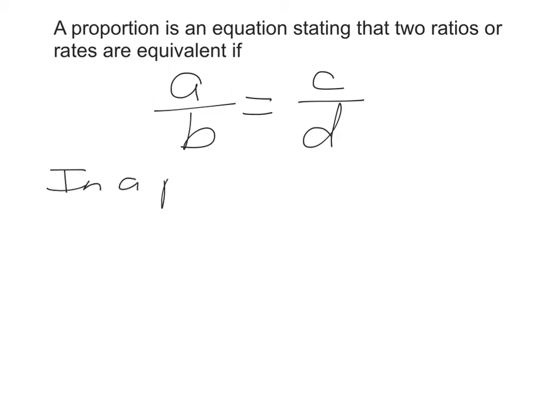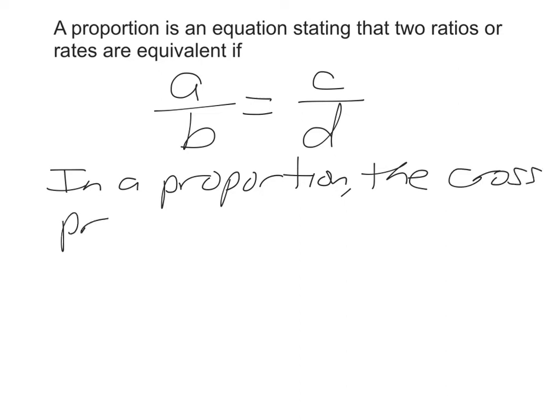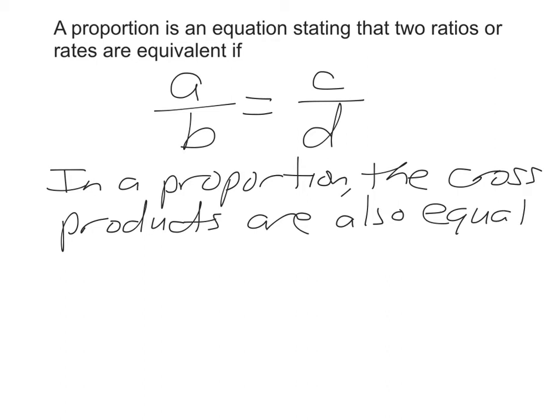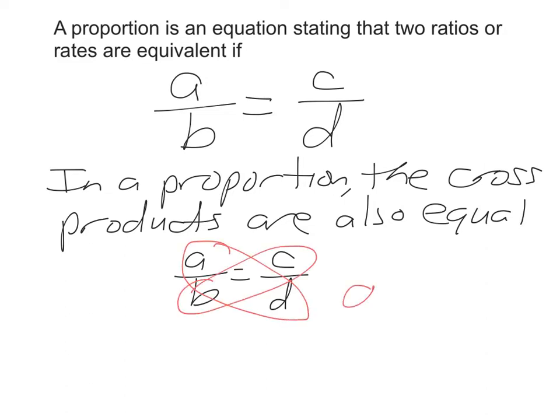In a proportion, the cross products are also equal. So in A over B equals C over D, if I cross multiply, then AD will equal BC.